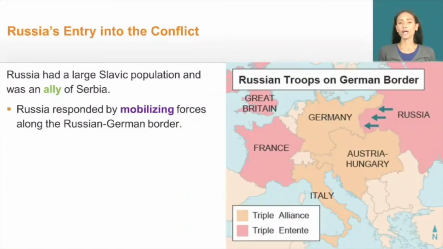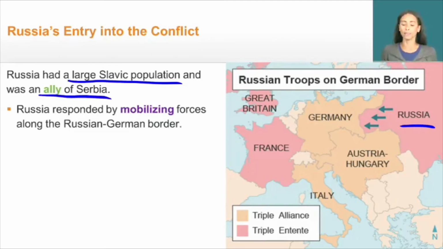Now, once Austria-Hungary formally declares war on Serbia, other European countries are going to get involved in the conflict, beginning with Russia. Now, Russia has a very large Slavic population, and Slavic people are people that have ancestry in that Balkan region. And because of this and other alliances that Russia's made with Serbia, Russia is an ally of Serbia.